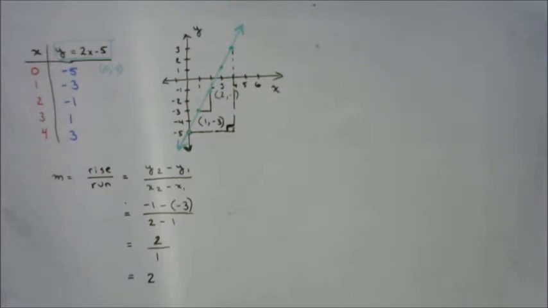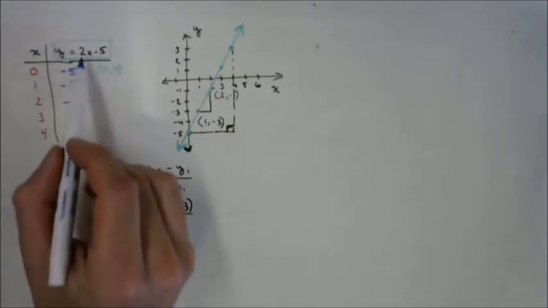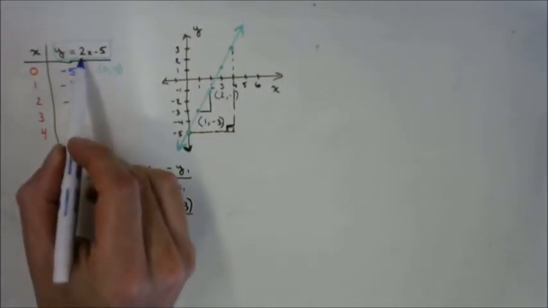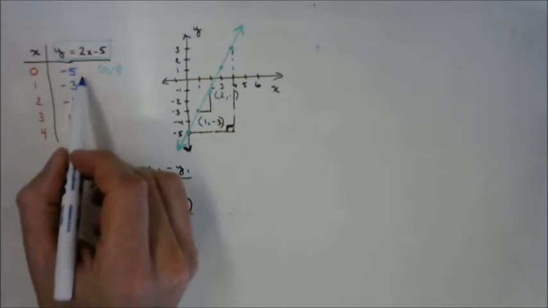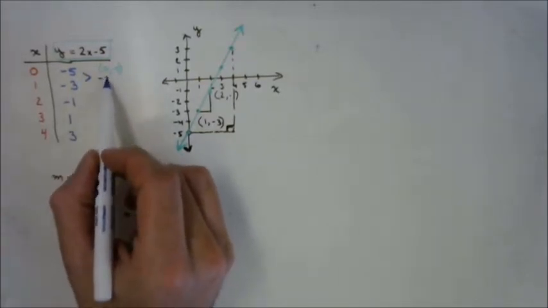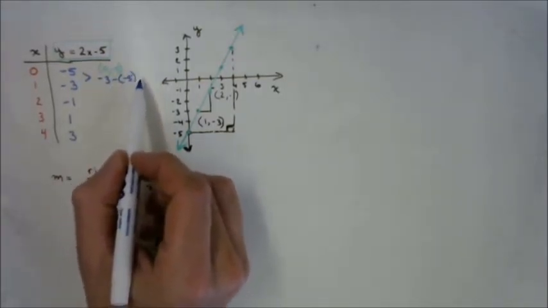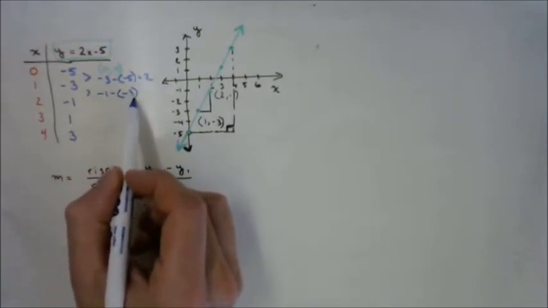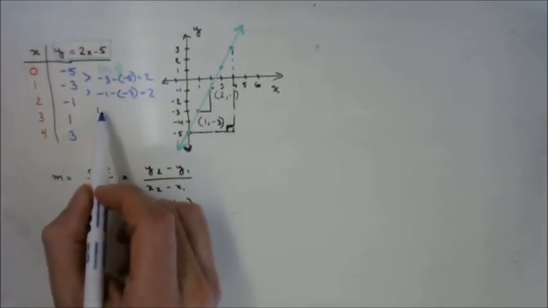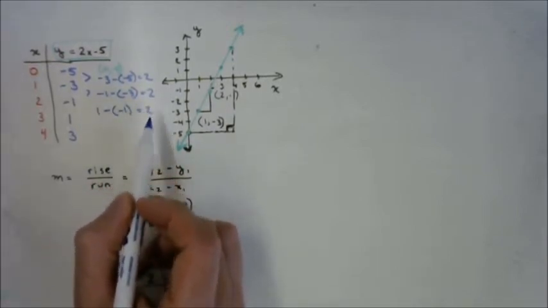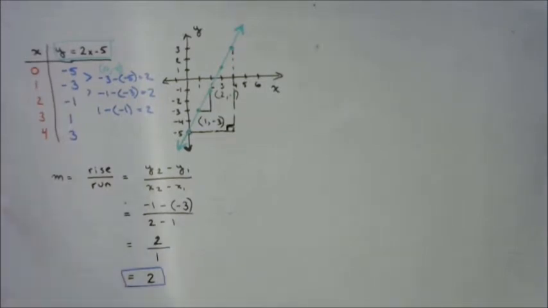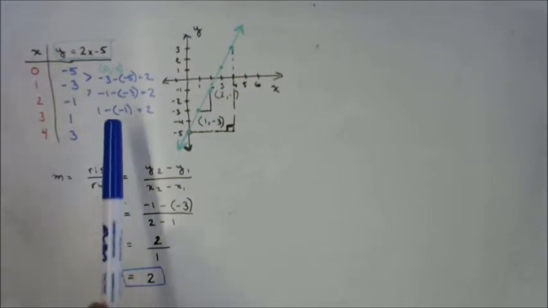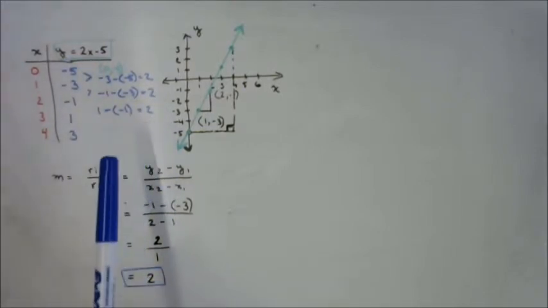That's it. So you have found the slope, and guess what? Look at the slope in my original equation: positive 2. Good thing that worked out. Look at all my first differences: negative 3 minus negative 5 is positive 2. Negative 1 minus negative 3 is positive 2. 1 minus negative 1 is positive 2. Slope is constant. There it is. Also, we just connected the slope with your first differences.